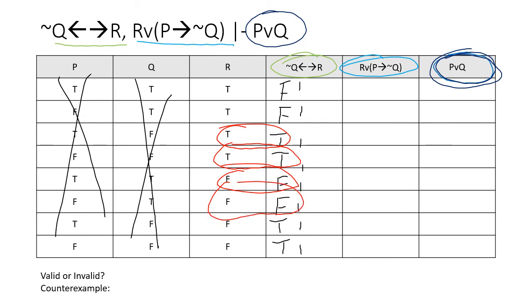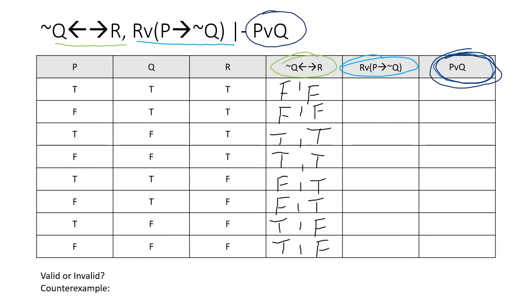Everywhere else, one of them's false and the other one's true. So true, true, true, true, false, false, false. We can get rid of this column here. We don't need it anymore. Look at this second one.